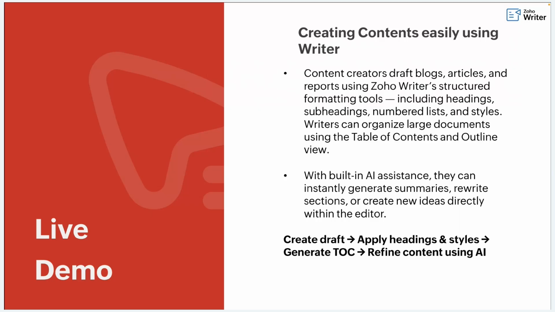So, to make this more relatable, let's take a real scenario. Imagine a content team preparing a digital publishing guide. They start with a base draft using AI suggestions, apply headings and styles for structure, and a table of contents for easy navigation. So, once the document is well organized, they're ready to move into collaboration and editing.